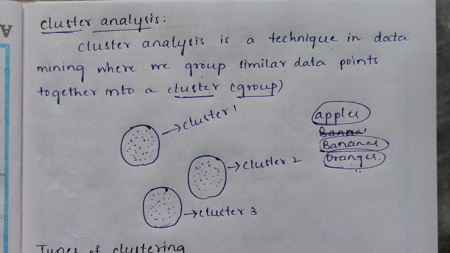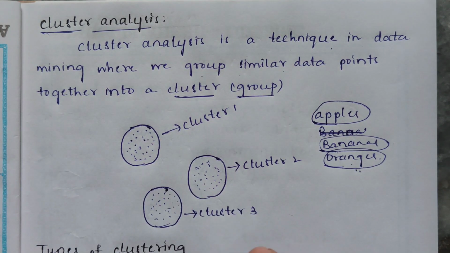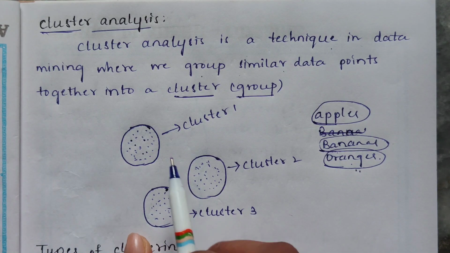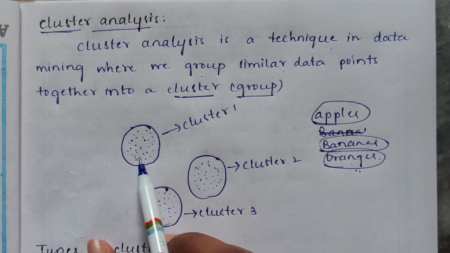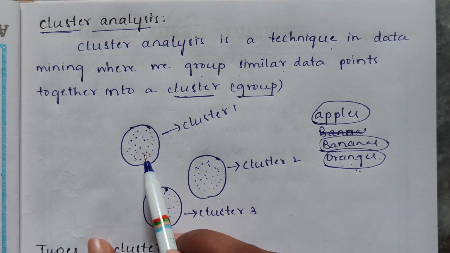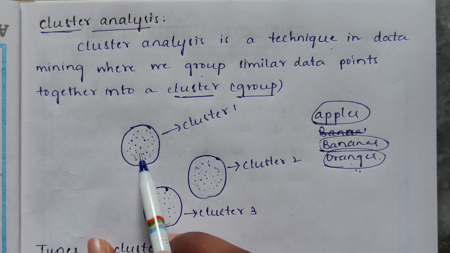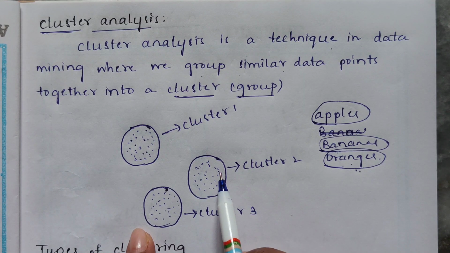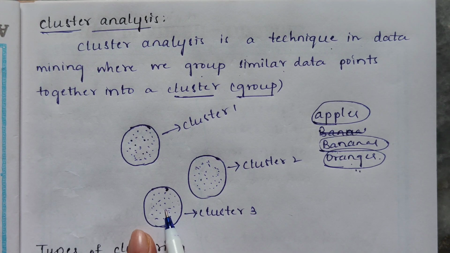Understood? Now let us look into the diagram so that we understand cluster analysis even better. Here we have three different clusters, and these are the data points, which are also called objects. The data points present in one cluster are very similar to each other, and similarly the data points present in cluster 2 are very similar to each other, and similarly for cluster 3.